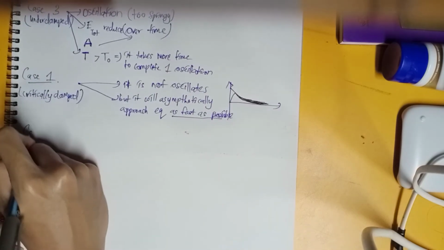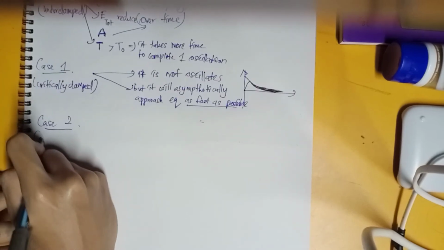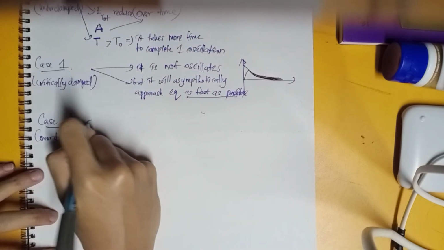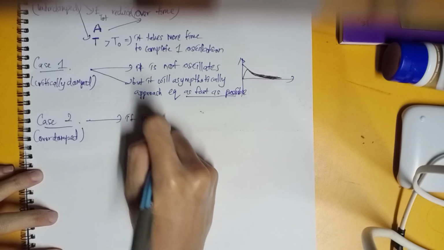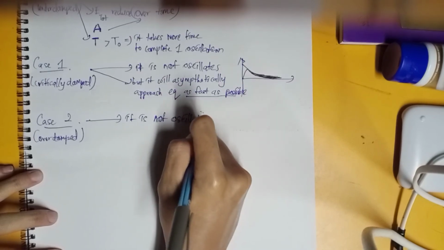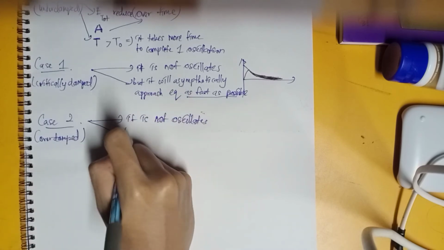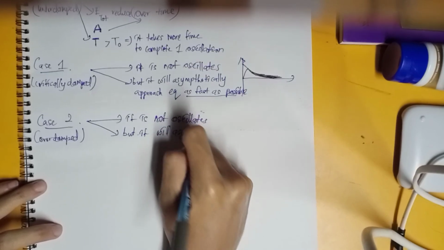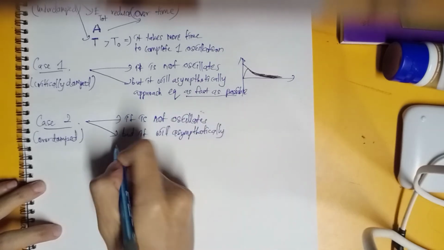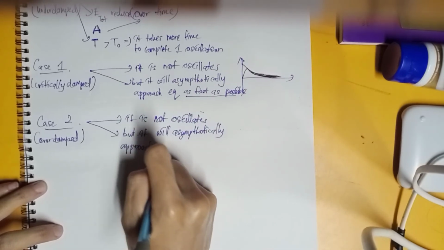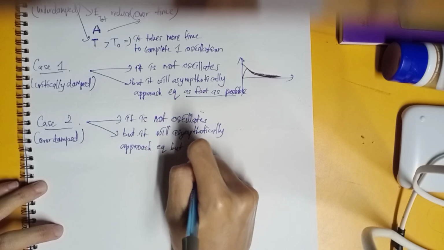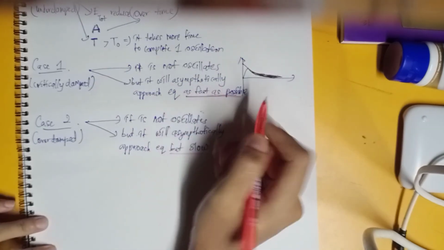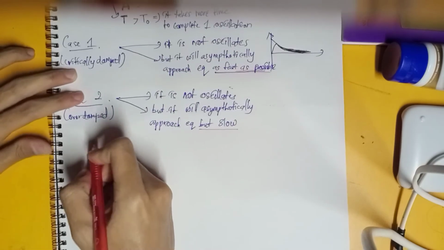Now let's move on to case 2, which is the last case, overdamped. For overdamped, again, it does not oscillate, and it will asymptotically approach equilibrium, but slowly. Critical damping is as fast as possible, and that's the difference.